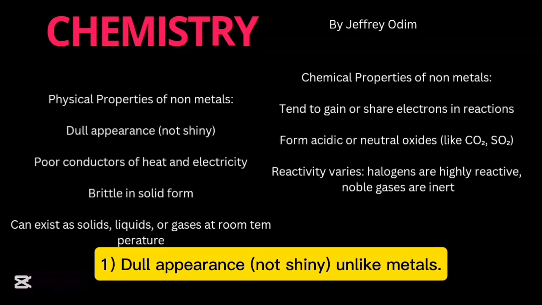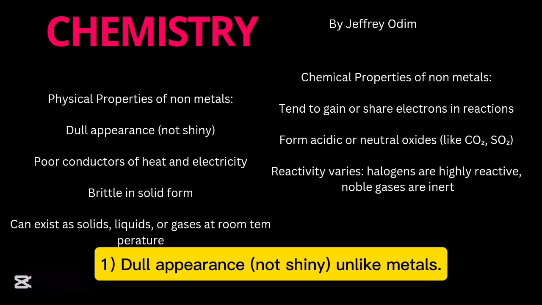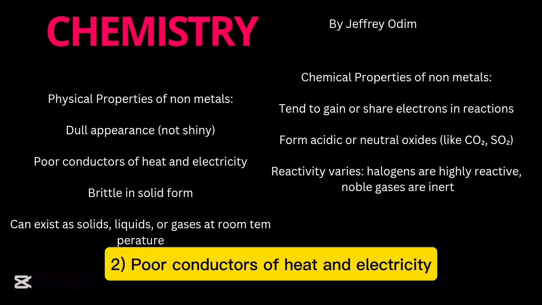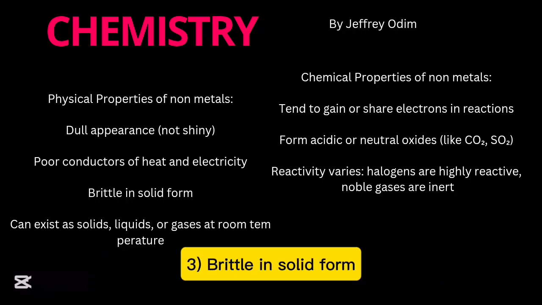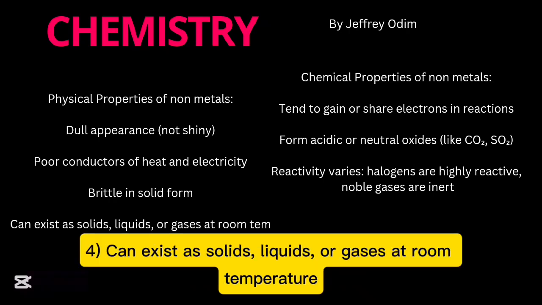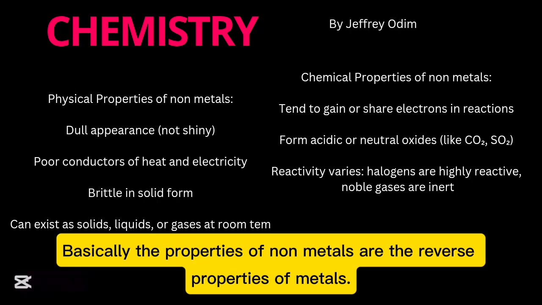1. Dull appearance, not shiny, unlike metals. 2. Poor conductors of heat and electricity. 3. Brittle in solid form. 4. Can exist as solids, liquids, or gases at room temperature. Basically, the properties of nonmetals are the reverse properties of metals.